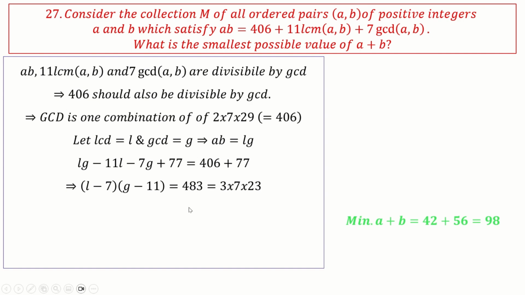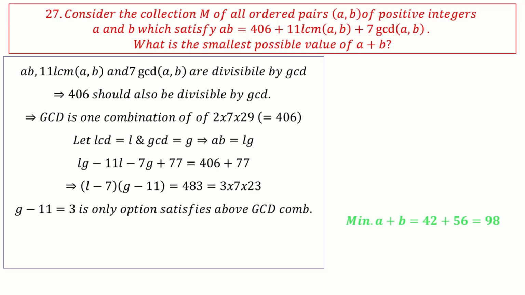With simple trial and error, because we have only three numbers to play with, 3 into 7 into 23, taking products of two gives three combinations, plus the three individual ones, so six combinations, and easily you can find out G is nothing but 14. So G minus 11 equal to 3 is the only possible combination. So G is 14. If G is 14, I get my L easily. If I substitute in this equation, L is nothing but 168.